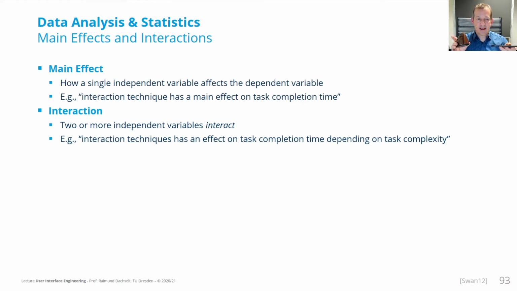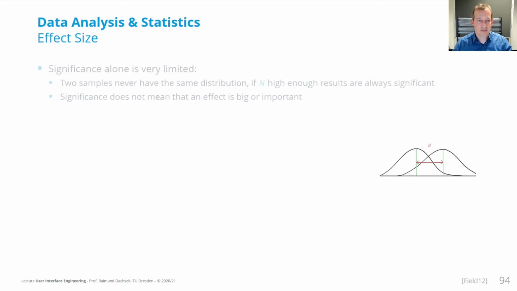We have two mice, so the independent variable 1 would be device, and the second variable would be screen size, small and big maybe. Then there could be an interaction between these two variables with regard to a dependent variable such as task completion time. That's the idea. And of course you have to find out more details and to interpret that.